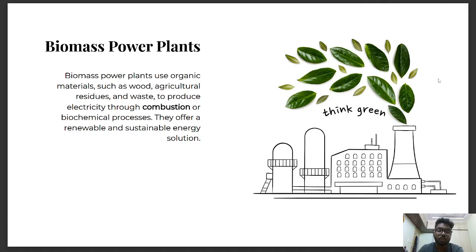So these type of power plants take wood, agricultural residues such as dried leaves, and they burn it. After burning, the water is heated and the steam forms. The steam turns a turbine, and electricity is generated by this process. And this process is known as biomass power plants.